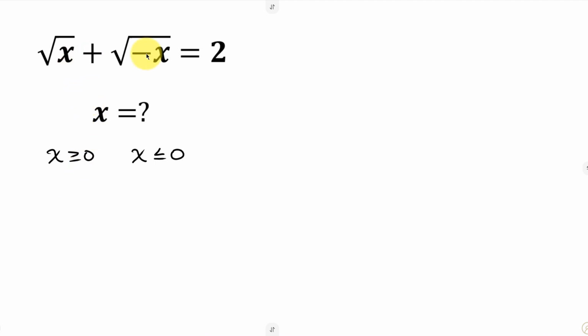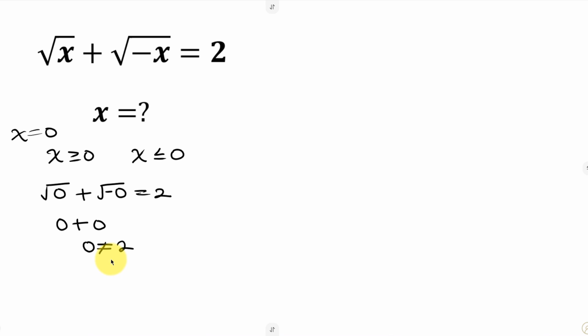Very good. So let's try 0 to see if we're going to be having 2 as the answer. So we have the square root of 0. We're trying for x equal to 0, by the way. So plus the square root of negative 0. So would this be 2? The square root of 0 is 0, plus the square root of negative 0 is still 0. Now you see that the addition of these zeros gives 0, and this is not equal to 2. So there is no real solution to this question.